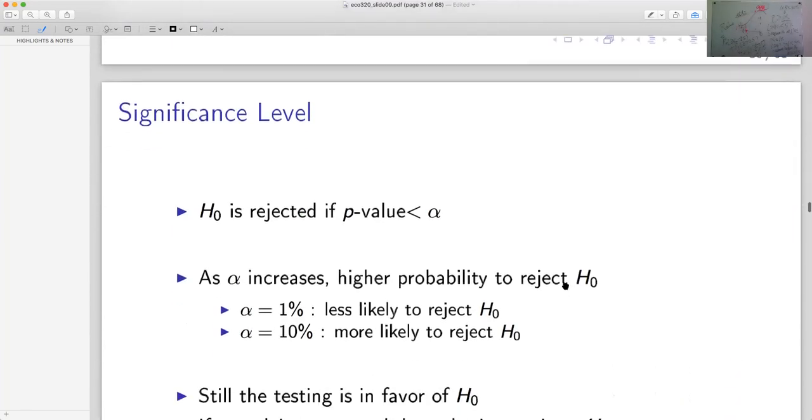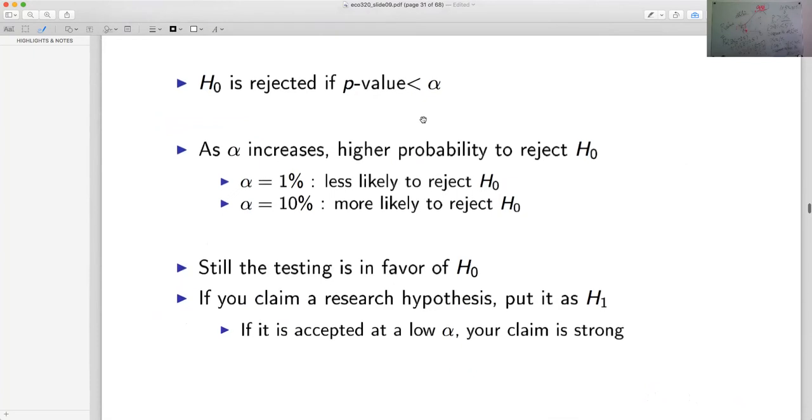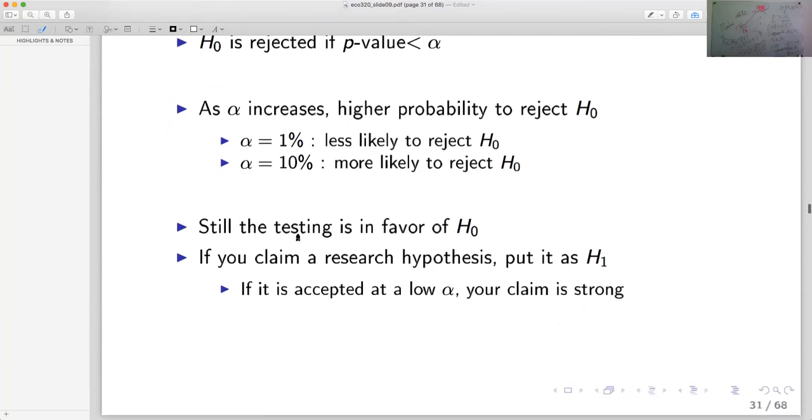So the null hypothesis is rejected if the p-value is less than alpha. That was our decision rule, right? As alpha increases, there is a higher probability of rejecting the null. For example, with alpha equal to 1% versus 10%, you are more likely to reject the null hypothesis at 10%. Still a trade-off, still the testing is in favor of the null hypothesis.